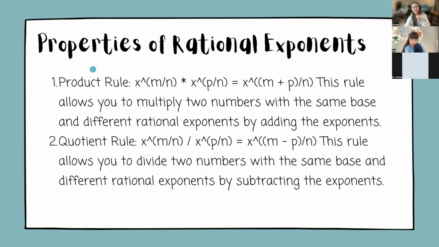So the first is the product rule. Essentially this means that, let's say you have two rational exponents, meaning a fractional exponent, meaning that it's actually a root.